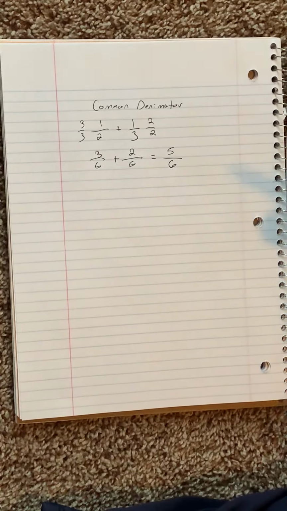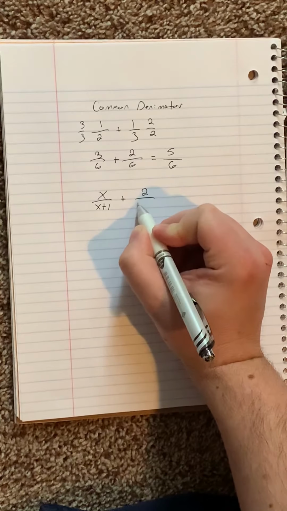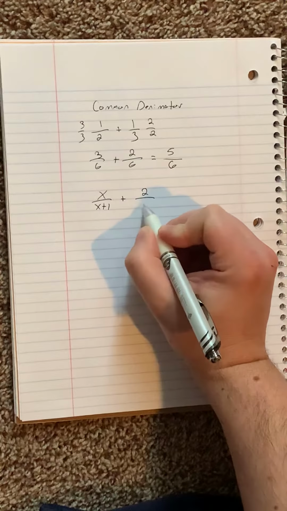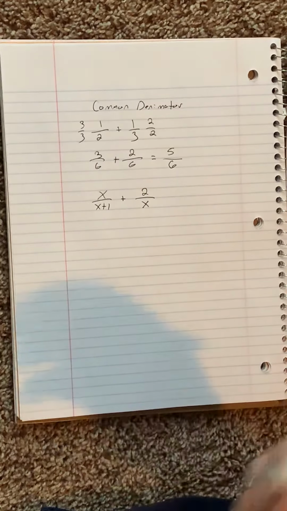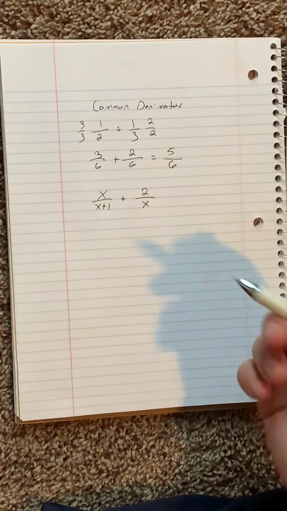So when we do rational expressions, instead of numbers, I might have something like x over x plus 1 plus 2 over something as simple as x. I can't add it this way. I have to have a common denominator. So the easiest thing to do, almost no matter what, and we'll get into some more difficult ones later, is to multiply by the other denominator. So I multiply this one by x over x, and this one by x plus 1 over x plus 1.